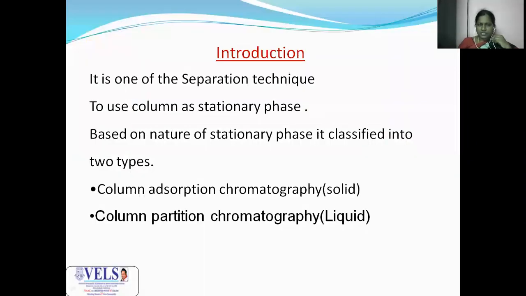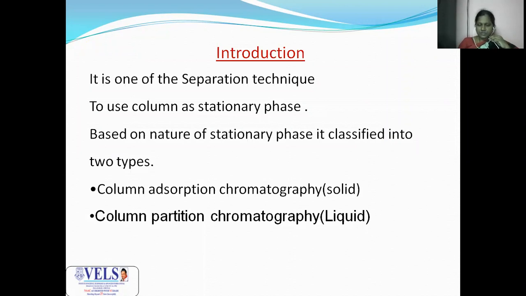Column chromatography is one of the separation techniques that uses a column as the stationary phase. According to the nature of the stationary phase, it is classified into two types. One is column adsorption chromatography. The second is column partition chromatography.